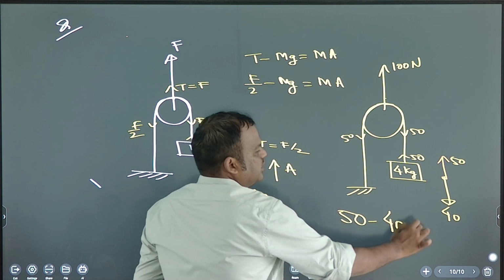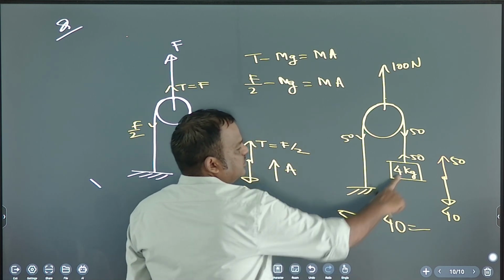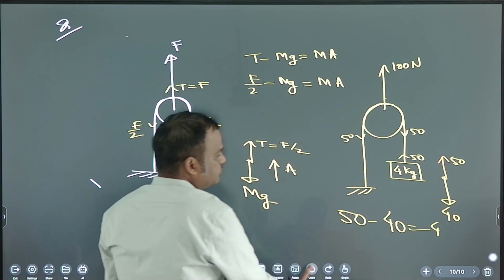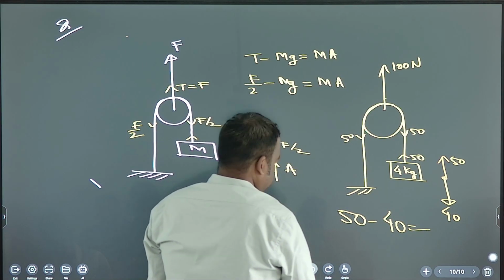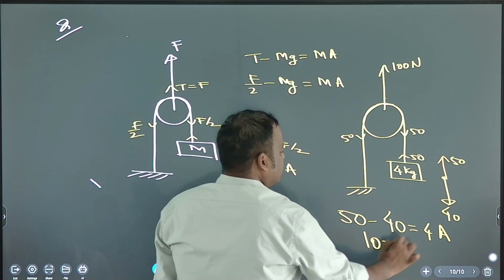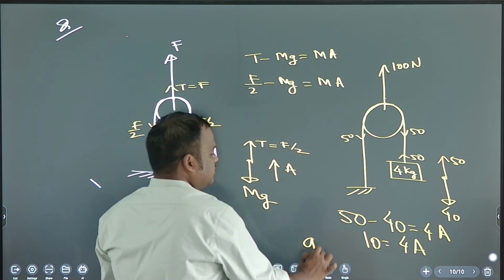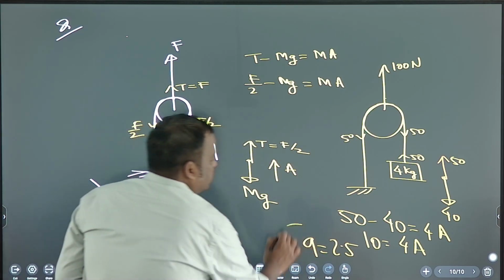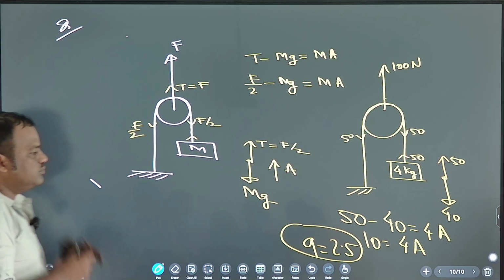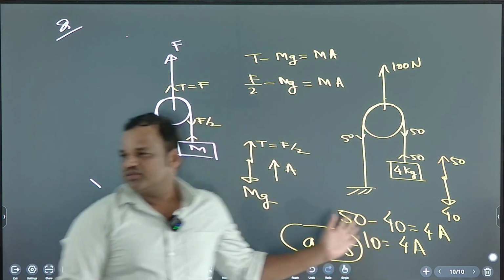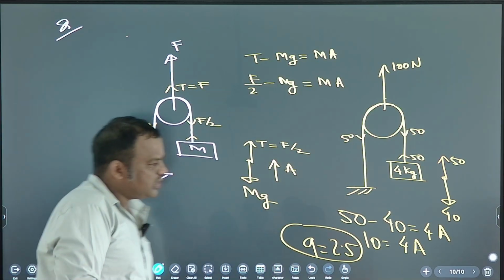50 minus 40 is equal to ma. Correct. Good. So 10 is equal to 4a. What is the acceleration? 2.5. Acceleration is 10 by 4, which is 5 by 2, 2.5.